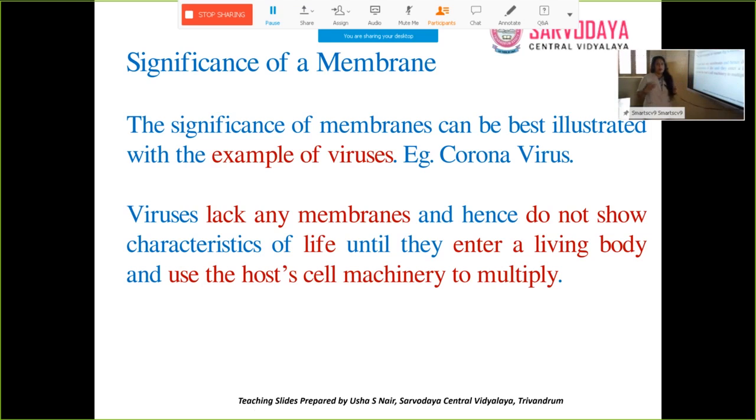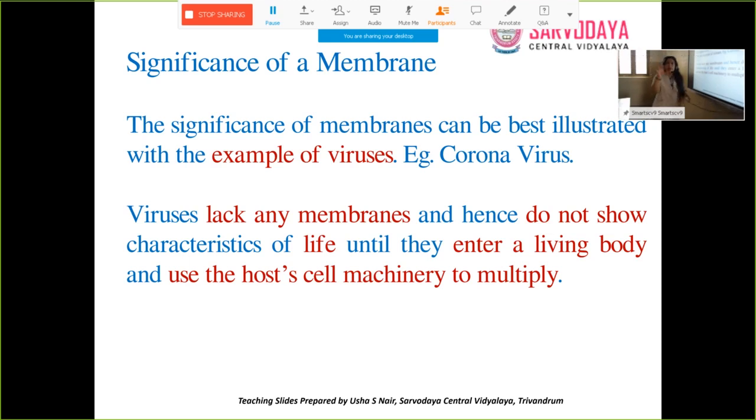How do they show their presence? They enter a living body. Obviously, the virus enters us. That's what happened with coronavirus. They enter a living body and use the host cell's machinery to multiply. We know now how we are affected by this coronavirus. Viruses lack any membranes. They don't need all this. They're ready to enter into us, and they attack us. They multiply. We are the host.